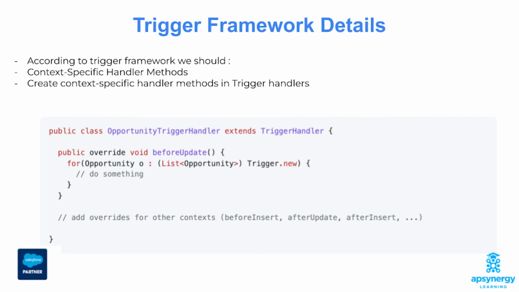Context-specific handler methods. Create context-specific handler methods in trigger handlers. My recommendation would be to create a specific handler method just for after insert. If you were to implement new logic that ran on after update, simply add a new handler method for it. This piece of code can be found in the curriculum.